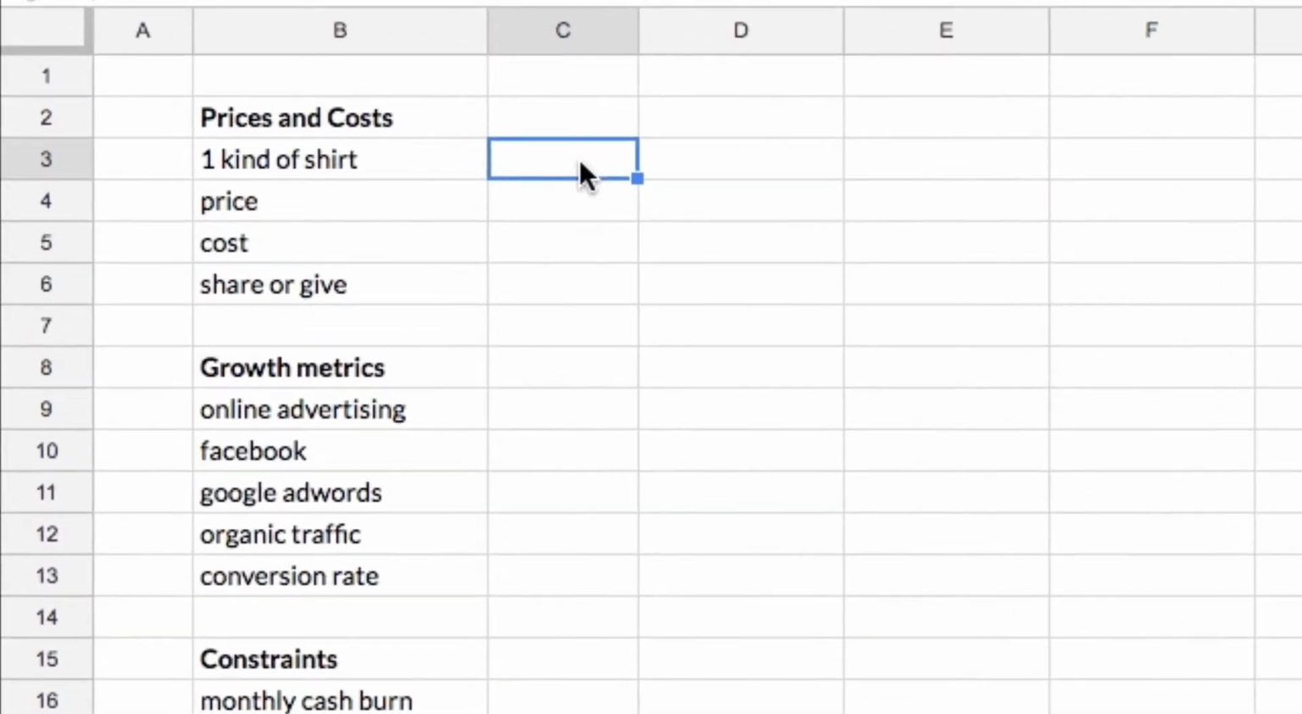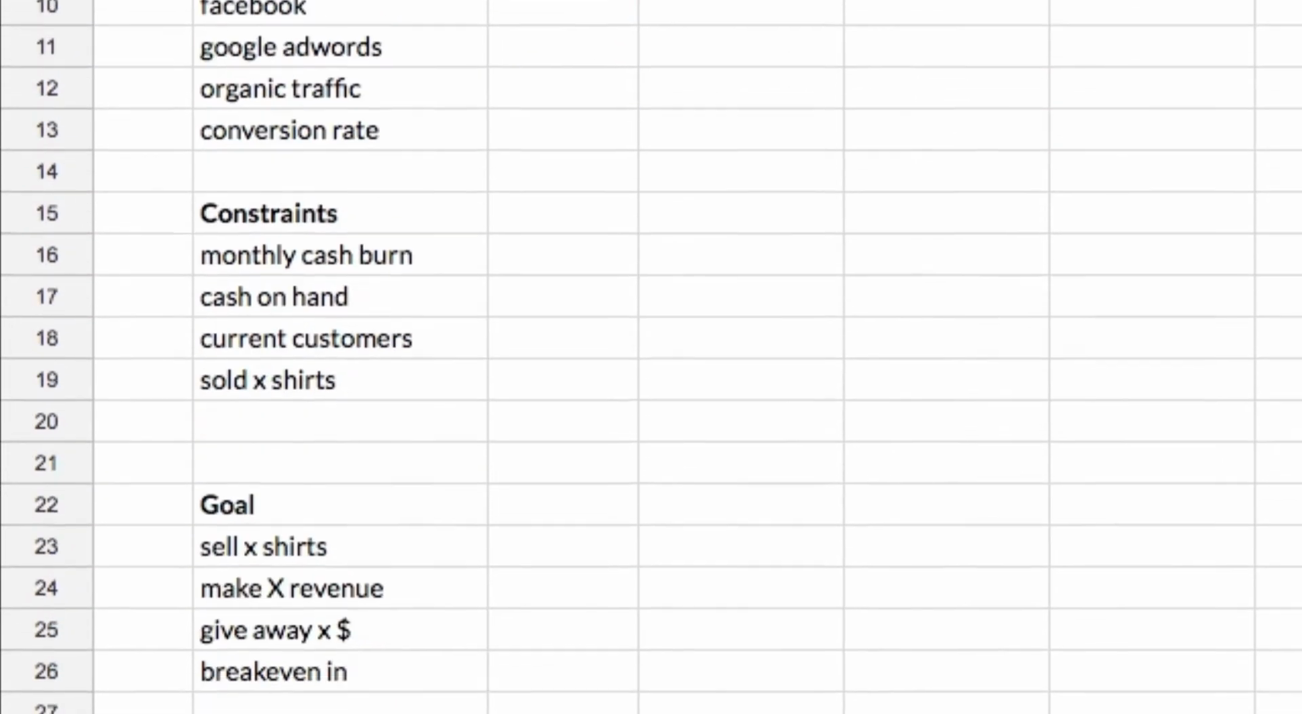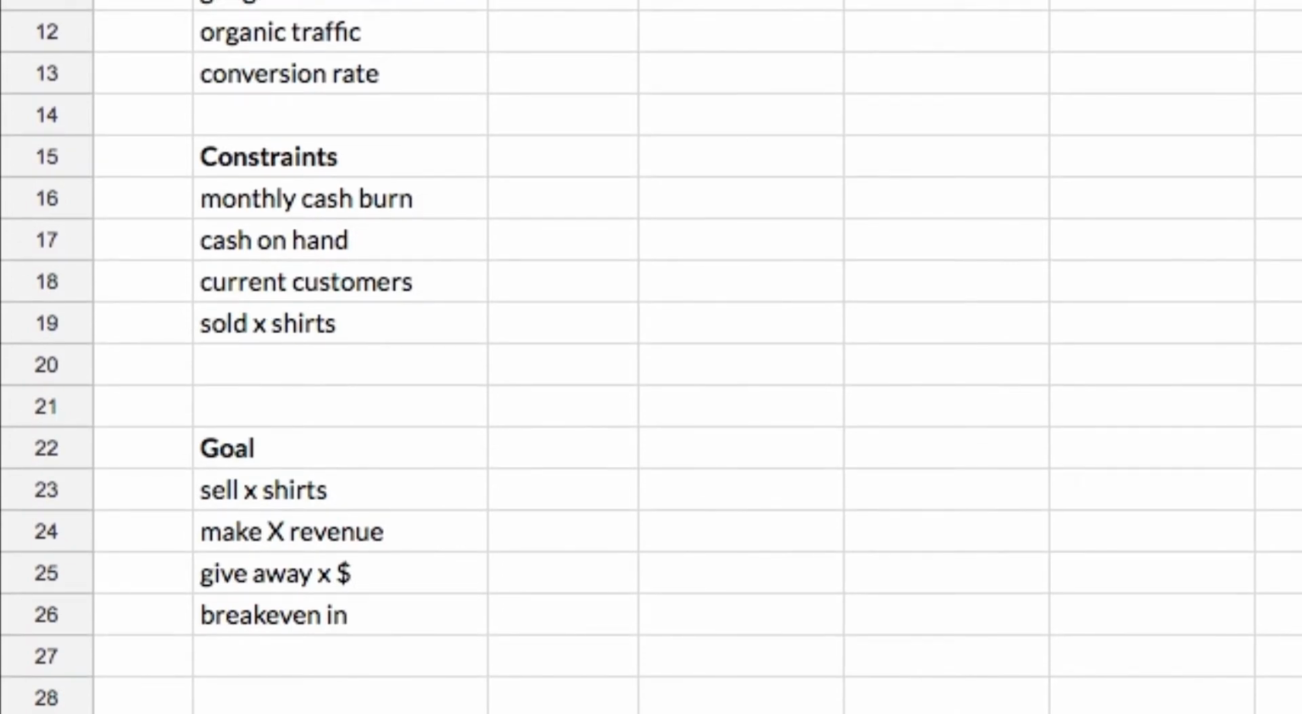The simplest way to start with this is to think about four key buckets. The key unit economics, meaning the prices and costs for the thing we're selling. Our growth channels and growth metrics. The constraints we're operating under, cash burn, cash on hand, current customers, as well as our big goals: how many shirts we're looking to sell, how much revenue we're looking to make, how much profit we're looking to share.